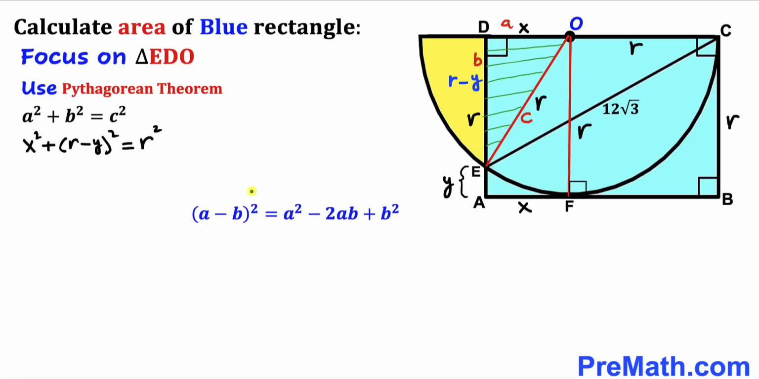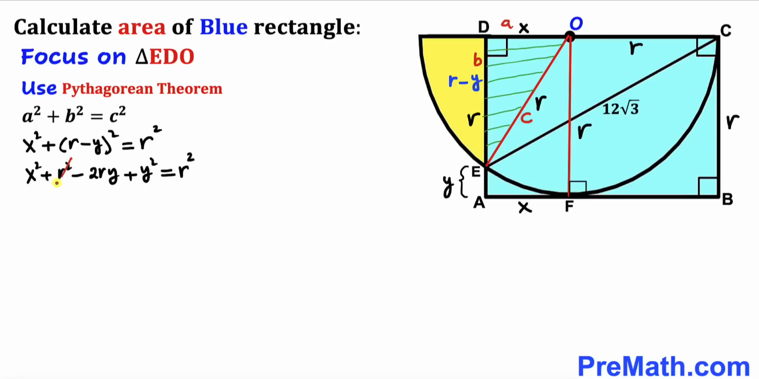And now let's recall this famous identity: (a minus b) whole square could be written as a square minus 2ab plus b square. I'm going to apply it on this binomial. So this whole thing could be written as x square plus r square minus 2 times ry plus y square equal to r square on the right hand side. Now we know that this r square and r square are gone. So we end up with x square minus 2ry plus y square equal to 0. Let's move this negative 2ry to the other side. Let me call this our equation number 1.